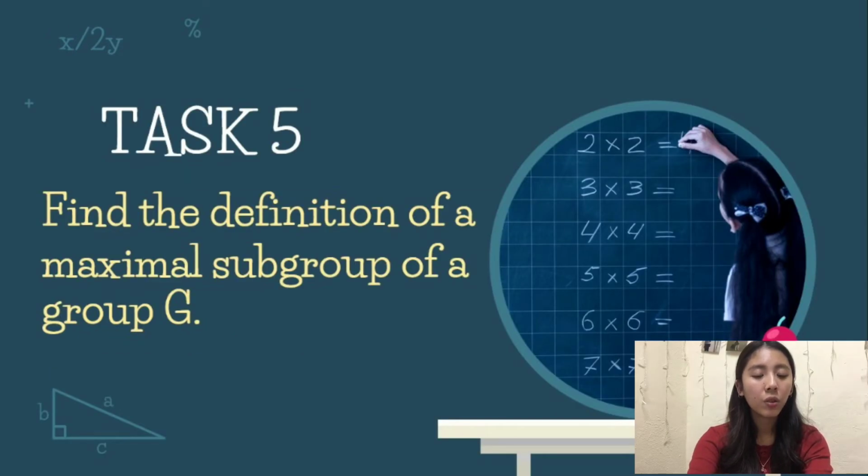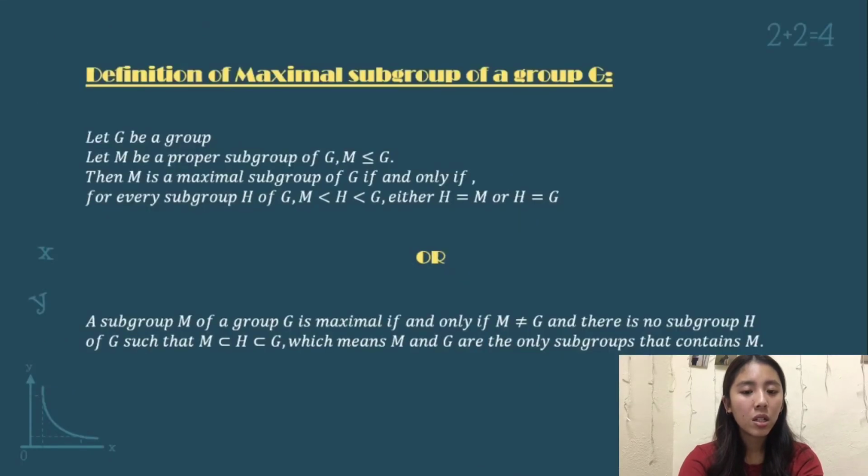So in task 5, we were asked to find the definition of a maximal subgroup of the group G. The definition we found is: let G be a group and let M be a proper subgroup of G. Then M is a maximal subgroup of G if and only if for every subgroup H of G, with M a subgroup of H and H a subgroup of G, either H equals M or H equals G. Or, a subgroup M of a group G is maximal if and only if M is not equal to G and there is no subgroup H of G such that M is a subgroup of H and H is a subgroup of G, which means M and G are the only subgroups that contain M.